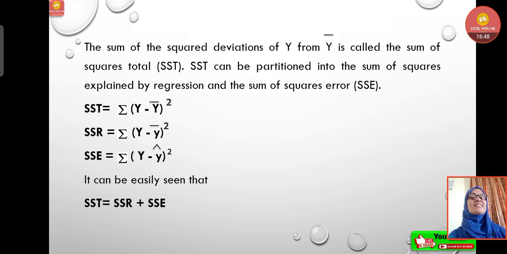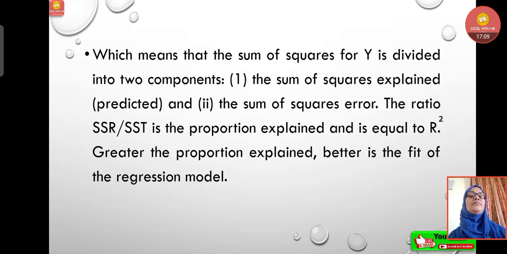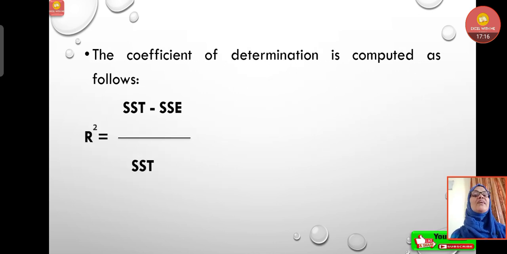So, the sum of the squared deviations of y observations from the mean is called the sum of squares total, that is SST. SST can be partitioned into the sum of squares explained by regression, SSR, and the sum of squares error, that is SSE. So, it can be easily seen that SST equals SSR plus SSE. You have to remember this formula. You can pause the video and understand all the things that are given. The coefficient of determination is computed as follows: R square equals SST minus SSE divided by SST.